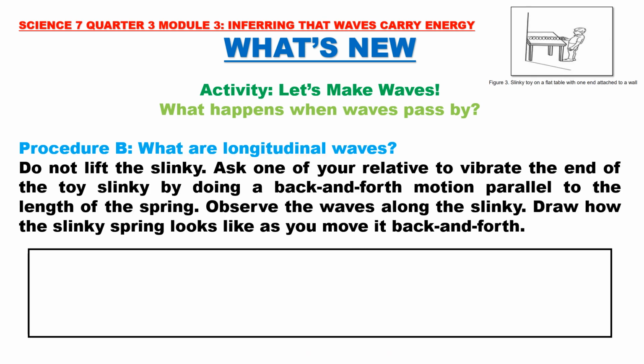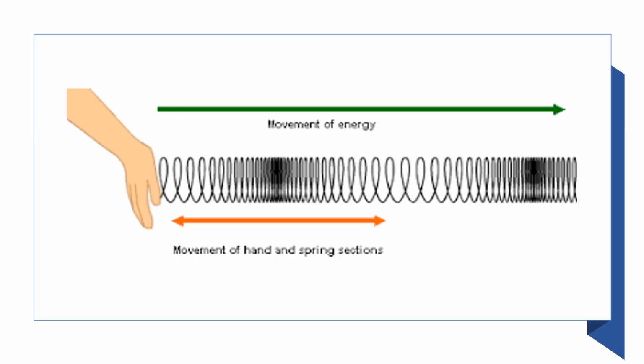Do not lift the slinky. Ask one of your relative to vibrate the end of the toy slinky by doing a back and forth motion parallel to the length of the spring. Observe the waves along the slinky. Draw how the slinky spring looks like as you move it back and forth. So kung yung slinky spring ay imove natin back and forth, it would look something like this.